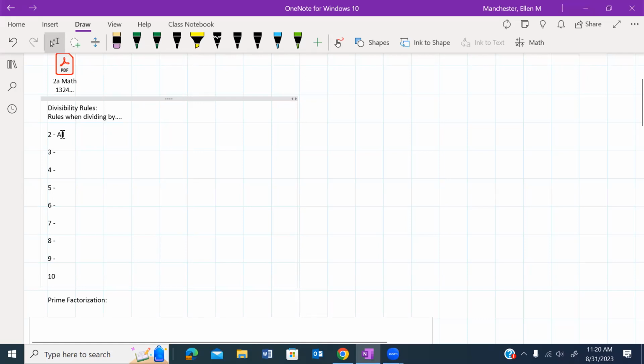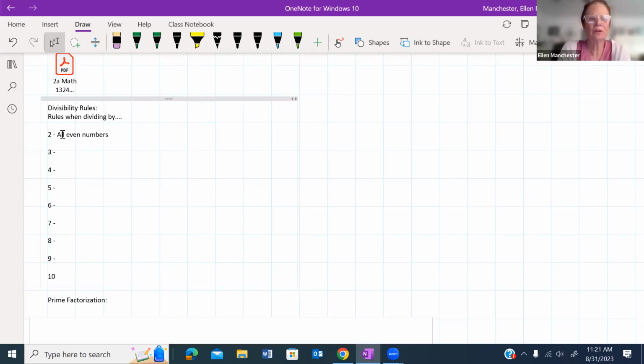Okay, so all even numbers are divisible by 2. That means their last digit, the digit that's sitting in the ones column, has to be 0, 2, 4, 6, or 8. Otherwise, 2 cannot go into it. So that's pretty obvious. That's a really easy one. What about 3? How do you know when a number is divisible by 3?